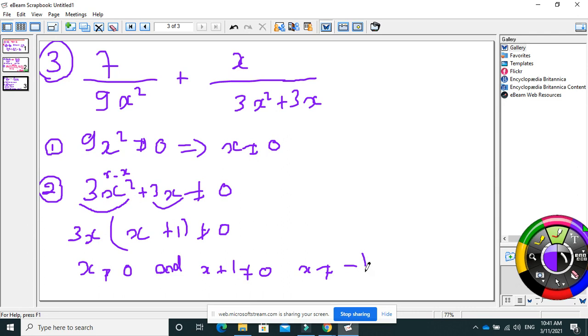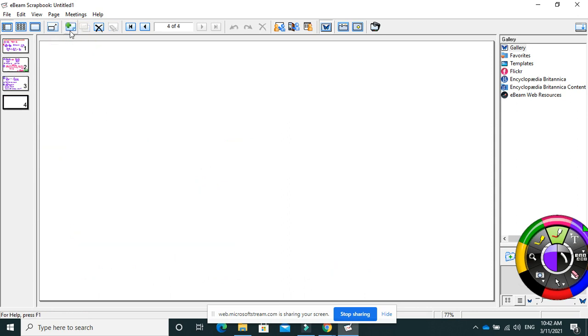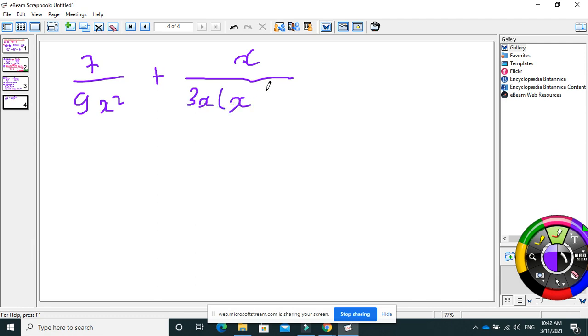Now I will take my factorized denominator and look at it to see how I can make them equal to each other in the same denominator. So I have 7 over 9x squared plus x over 3x times x plus 1. I need to make them the same. So I look here first. I have 9x squared, I have 3x. Can I make 3x, for example, 9x squared? Yes, by multiplying by 3x. So I will multiply times 3x.